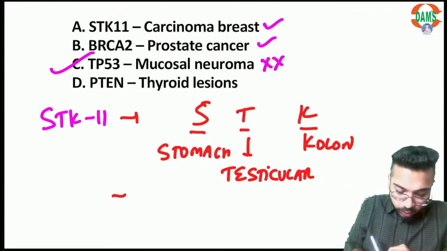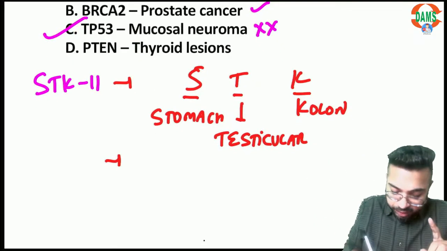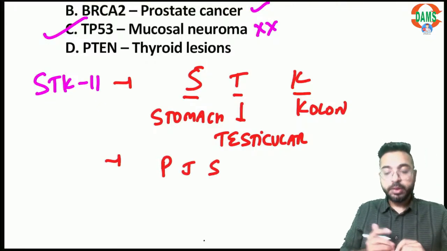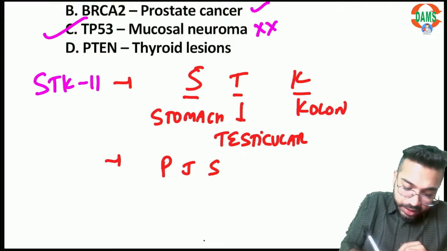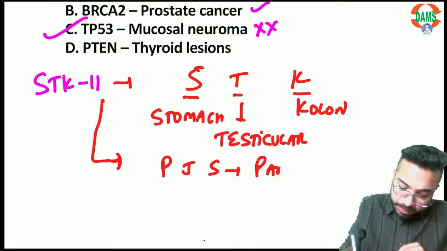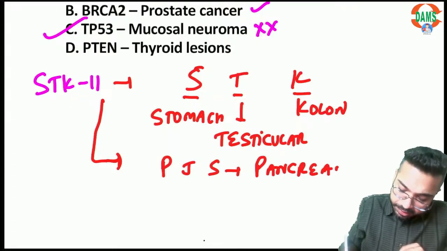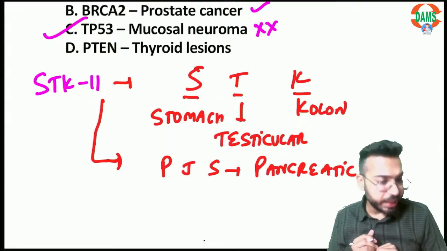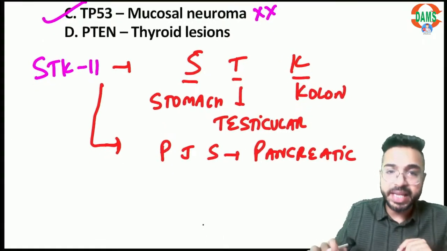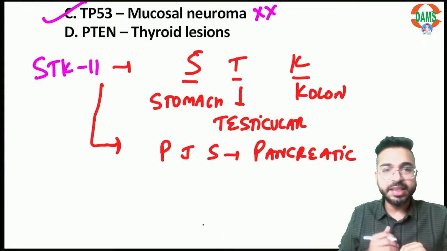And then we all know STK11 PJ syndrome. I hope you remember PJ syndrome, Peutz-Jeghers syndrome. It is also linked with Peutz-Jeghers syndrome. And PJ syndrome patients are prone to develop pancreatic cancer. So it can also cause pancreatic cancer. So STK11 gene can cause stomach, testicular, colon and pancreatic cancer, causing Peutz-Jeghers syndrome.